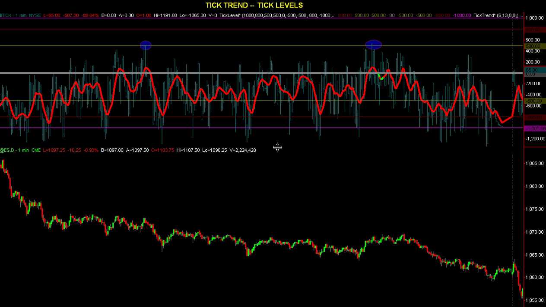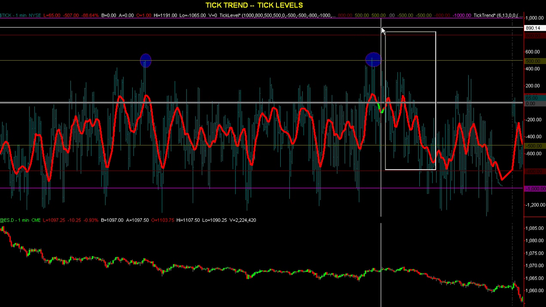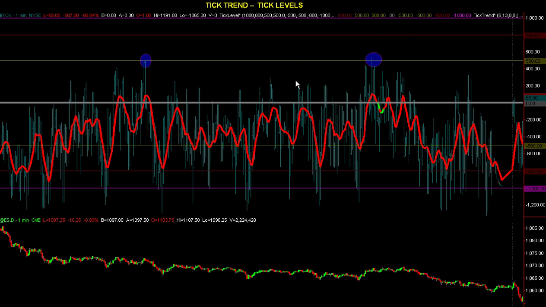Now, in contrast, a lot of traders get fixated on fading moves at the minus 1,000 or plus 1,000. I don't generally do that, and in trend days, that's a great way to get killed pretty much just by doing that. So I don't do that. I like to work more in context. So I look at what the tick trend is doing.